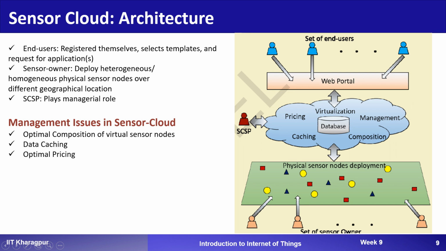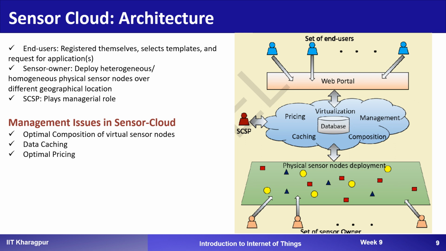The second actor is your SCSP, which is responsible for the virtualization, pricing, caching, management, composition. So all the managerial tasks are performed by your SCSP. Then the third is your sensor owner. Sensor owners are going to deploy various sensors at different locations, and after that they are going to lend these sensors to the sensor cloud.